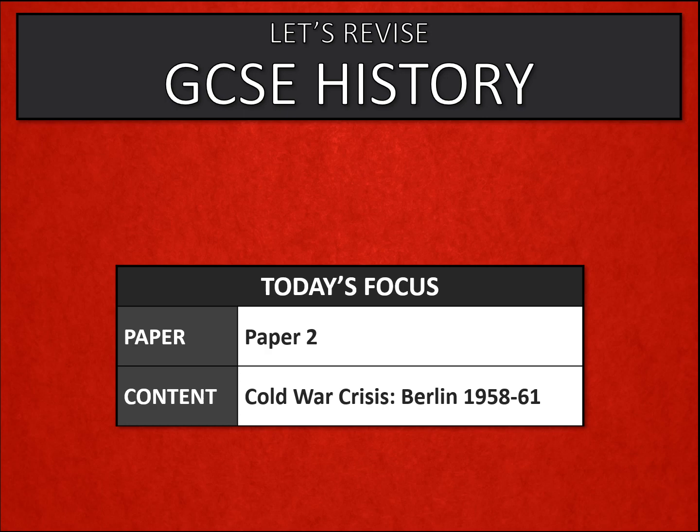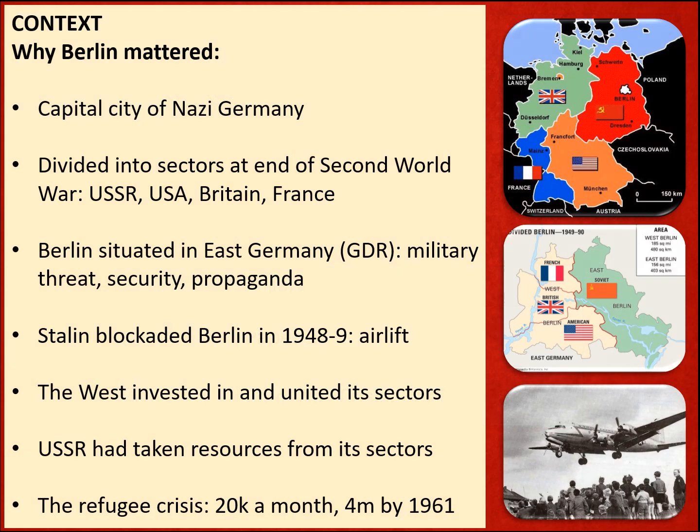We're going to look at some Paper 2 material today for the Superpower Relations and the Cold War section, and within that we're going to look at a Cold War crisis and we're going to focus on Berlin, particularly from 1958 to 1961. So let's look firstly at why Berlin mattered so much, to put some context on the crisis.